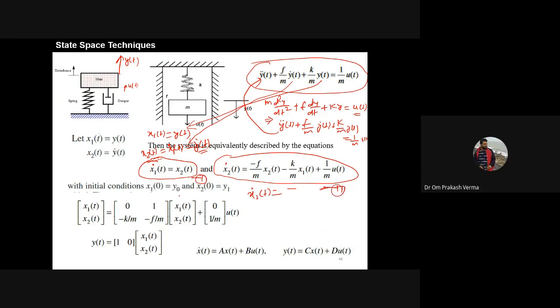Now we are going to represent the same equations with the help of a matrix.